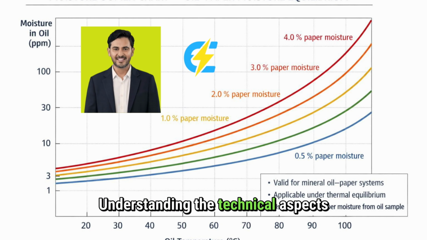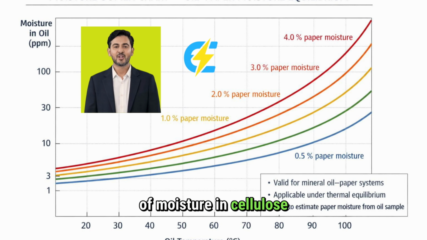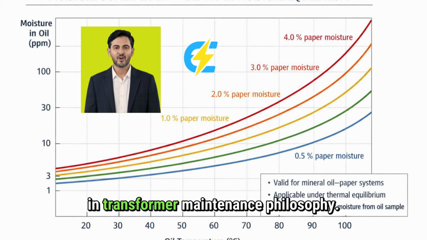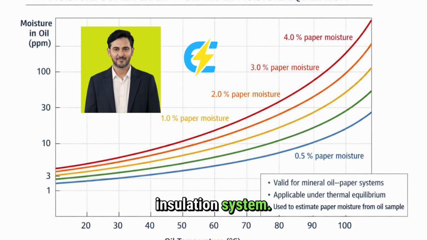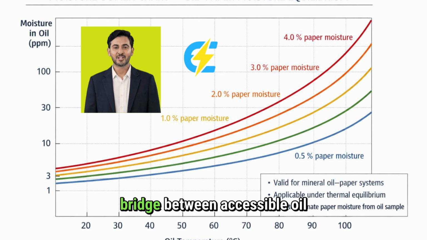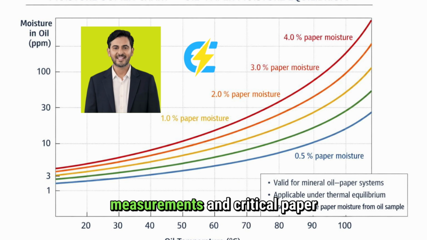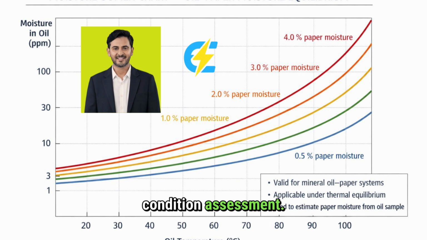Understanding the technical aspects of moisture in cellulose through the Oommen chart represents a fundamental shift in transformer maintenance philosophy. Instead of focusing solely on oil quality, engineers must consider the complete insulation system. The chart provides the bridge between accessible oil measurements and critical paper condition assessment.